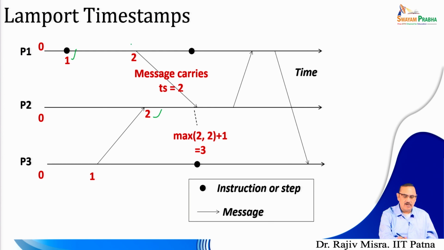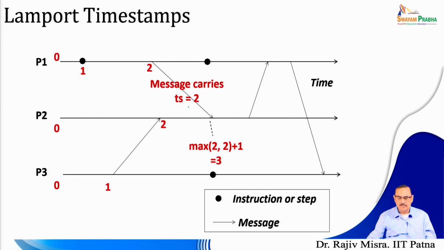This is the internal clock, and the next event, a message send event, will carry this timestamp 2, and when this message is received over here, the maximum of the internal time and the message timestamp, plus 1, will be the updated time. The internal time is 2 and the message also carries 2. So, the maximum of 2 and 2 is 2, plus 1, that becomes 3. So, 3 will be the time set here in P2 when the message is received.